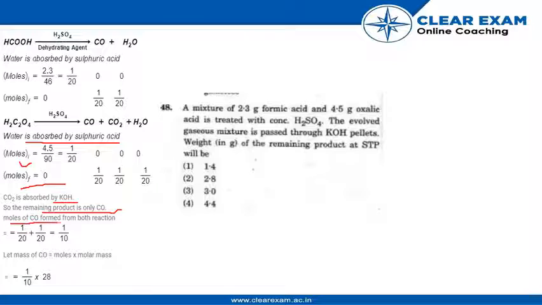Moles of CO formed from both reactions, we will add both the moles, that is 1 by 20 plus 1 by 20 will be 1 by 10. So mass of CO will be equal to moles times molar mass. We have assumed that. So 1 by 10 into 28 will be 2.8. So the answer is 2.8 according to us.